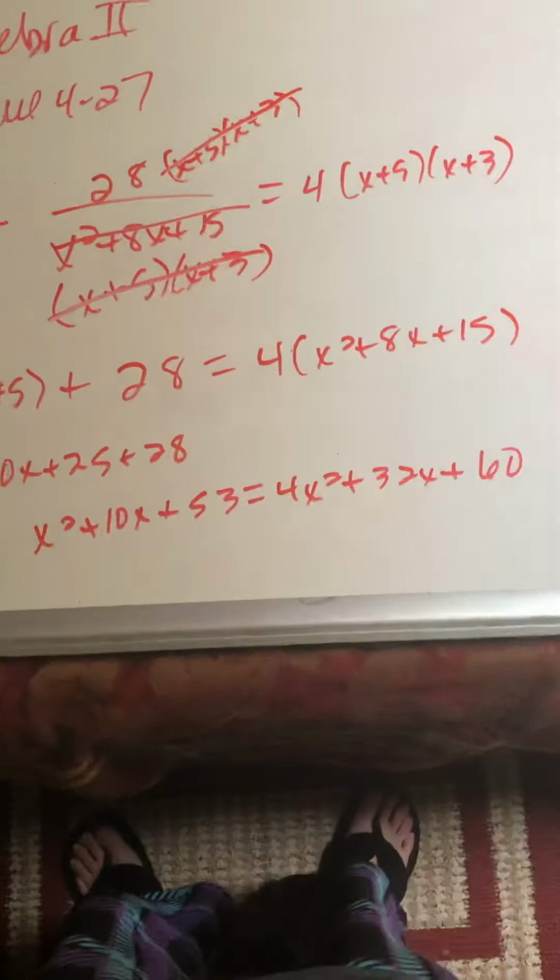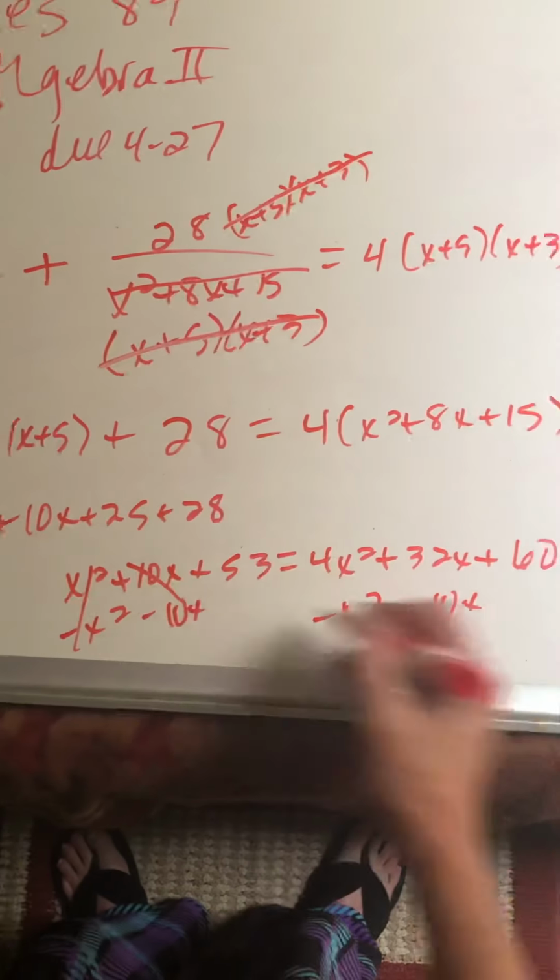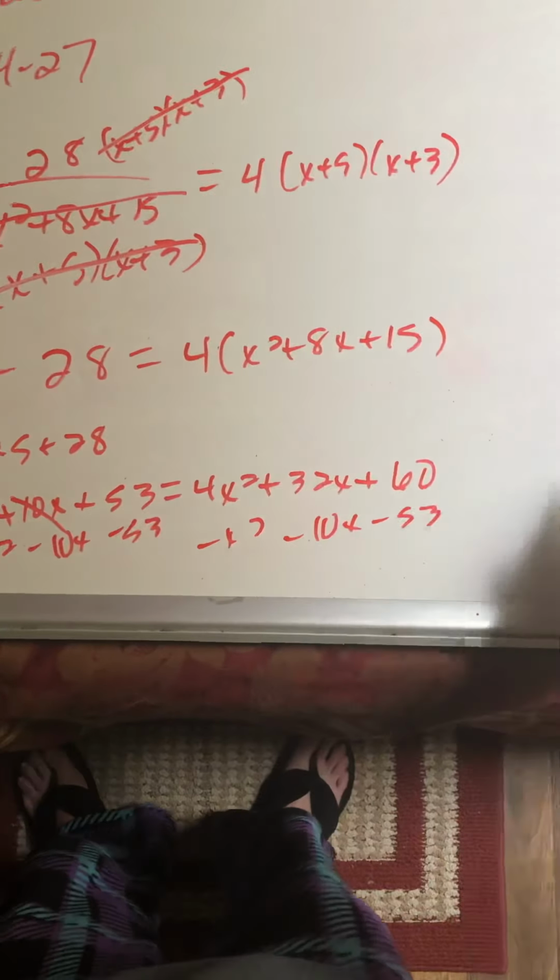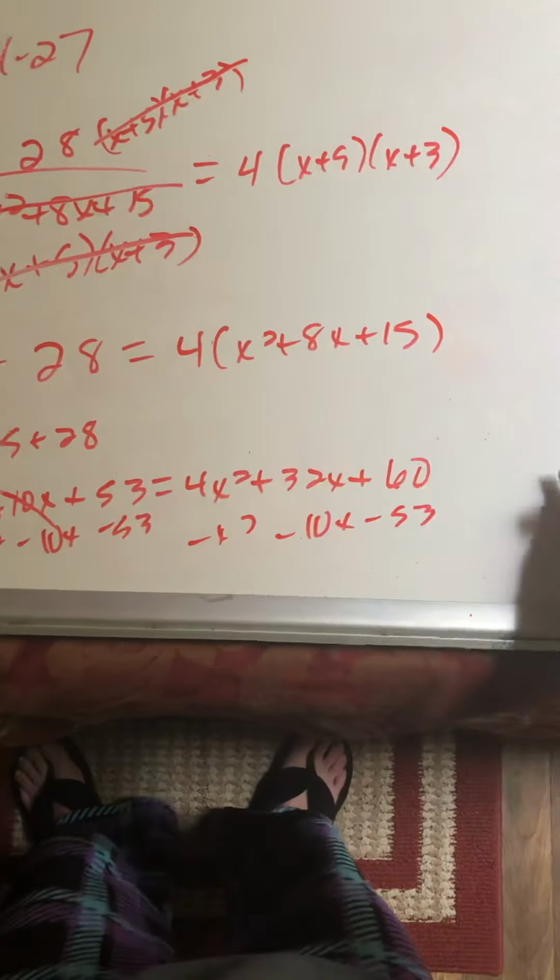So then we're going to subtract x squared, subtract 10x, and subtract 53, and see what we've got left. I'm going to move it up here. So that'd be 3x squared plus 22x plus 7. Let me make sure. 4x squared minus x squared, 3x squared. 32 minus 10, 22. 60 minus 53, 7. Okay, so 3 times 7, 21, because we've got to solve this. We've got an equation equal to zero.